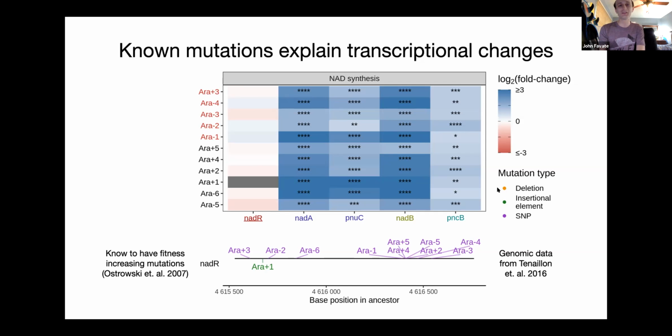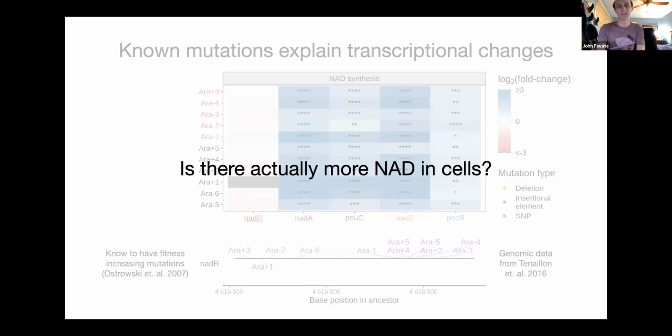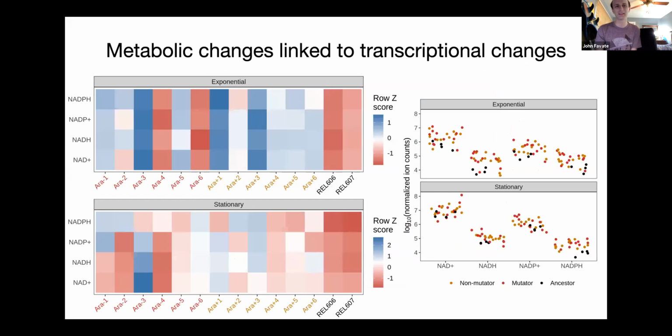So then the most reasonable question is: is there actually more NAD in the cells? Because this is part of the NAD synthesis pathway, and it's kind of obvious that having more NAD might allow you to grow faster and things like that. But this remains to be seen, right? Is there actually more NAD in the cells? And that's where our mass spec data comes in. So it does look like there is more NAD in the cells.